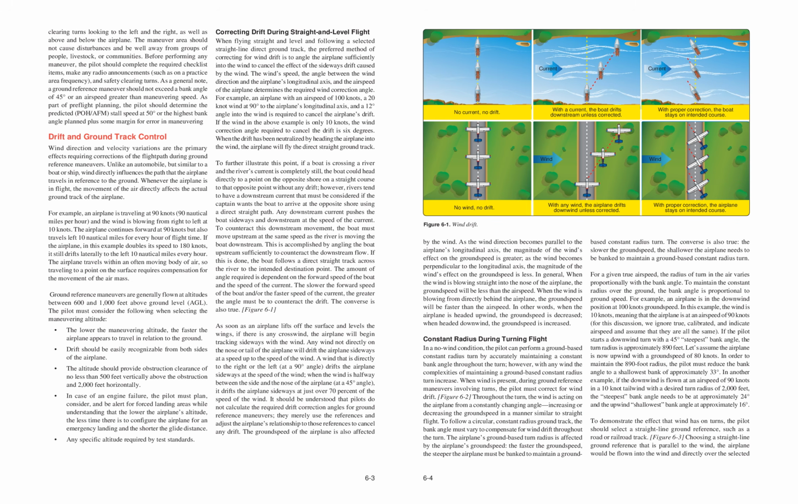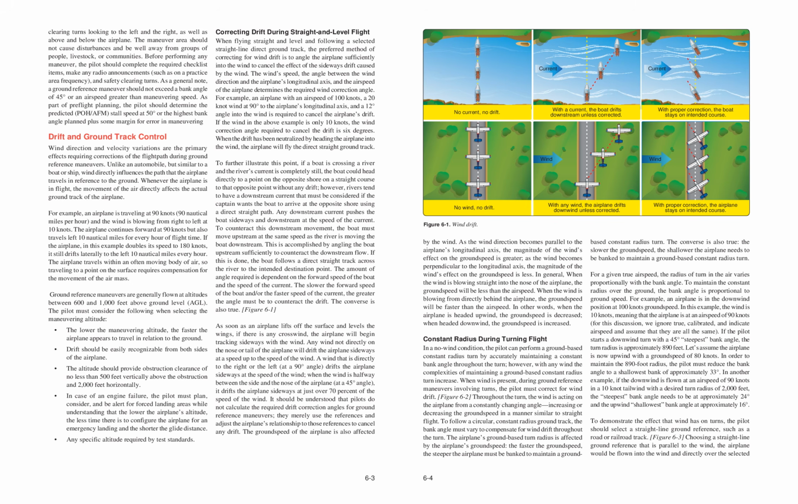Ground reference maneuvers are generally flown at altitudes between 600 and 1,000 feet above ground level, AGL. The pilot must consider the following when selecting the maneuvering altitude. The lower the maneuvering altitude, the faster the airplane appears to travel in relation to the ground. Drift should be easily recognizable from both sides of the airplane. The altitude should provide obstruction clearance of no less than 500 feet vertically above the obstruction and 2,000 feet horizontally.